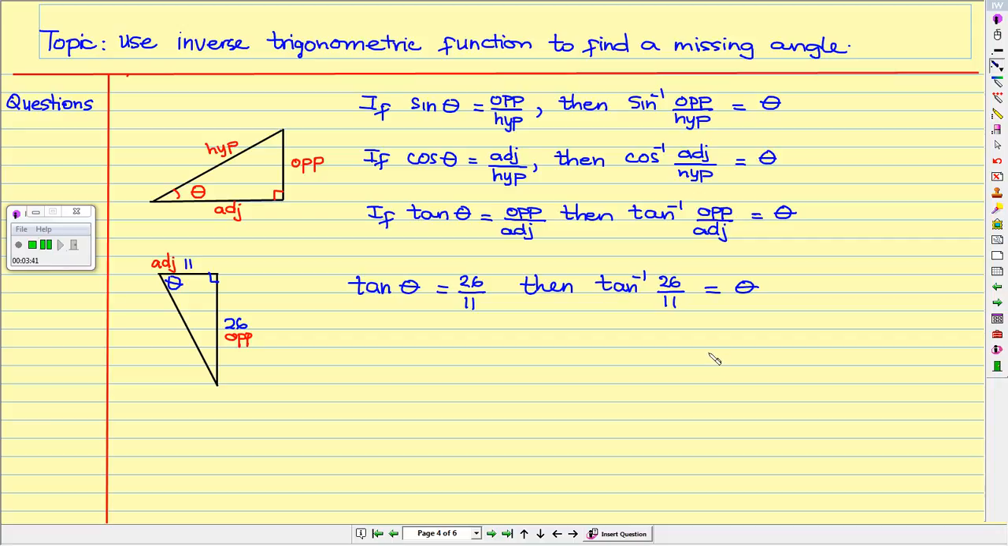Now put them in your calculator with the mode in degrees. Then you should be able to see your angle theta. So then your angle theta is about 67 degrees.